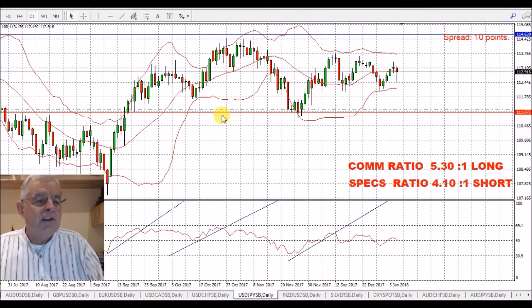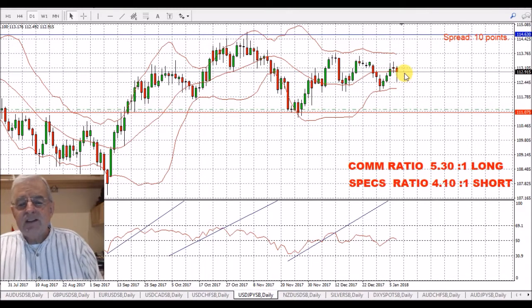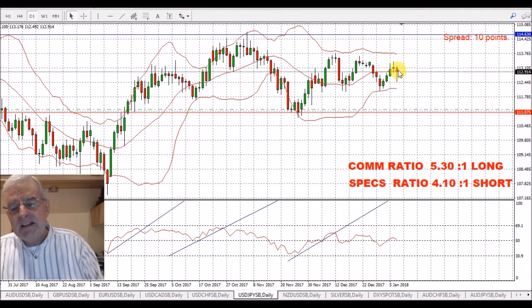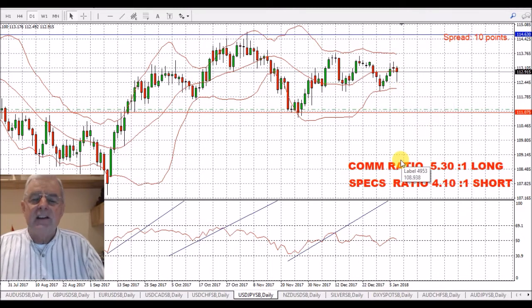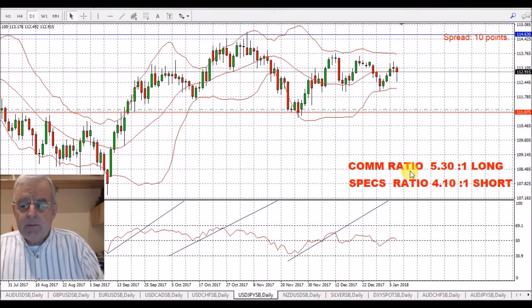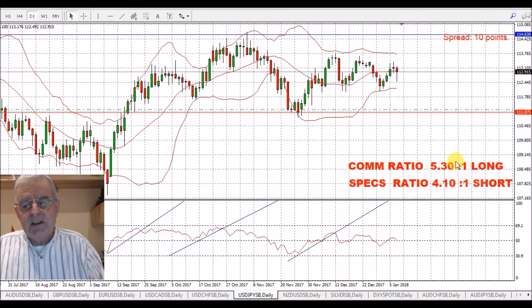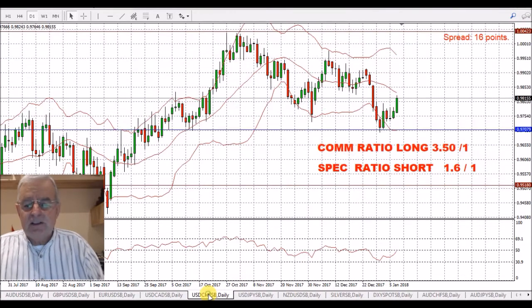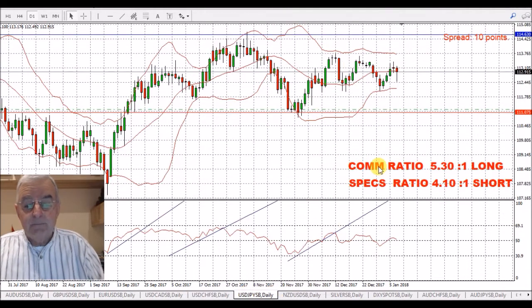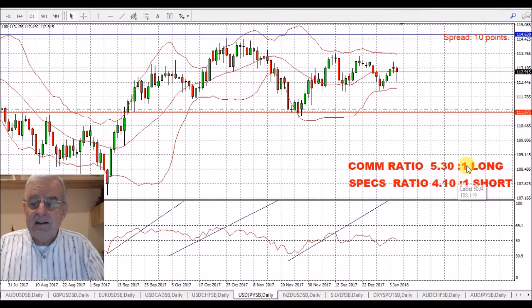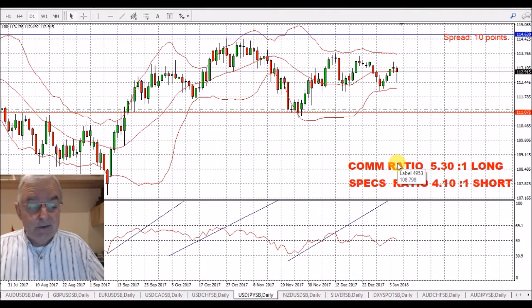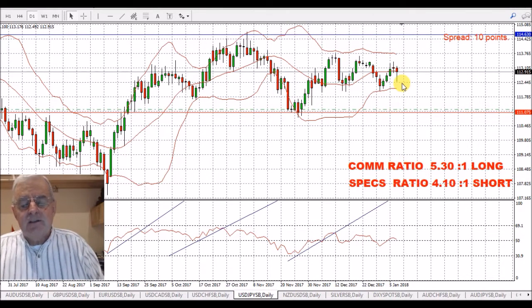Same again, US dollar, Japanese yen. Saw a bit of strength for the yen this morning. So although we've had strength on the US dollar, we did have a little bit more on the Japanese yen. Not this morning, it was overnight. We have a commercials long ratio of 5.3 to 1. That is a very strong long ratio. In fact, the Swiss franc at 3.5 is fairly good as well. On the crosses, if you take a currency with a short ratio like the euro or whatever, that is a really good diversion short on the crosses.